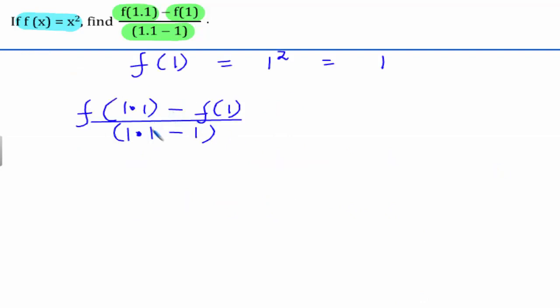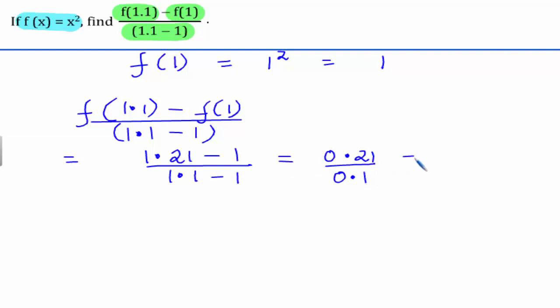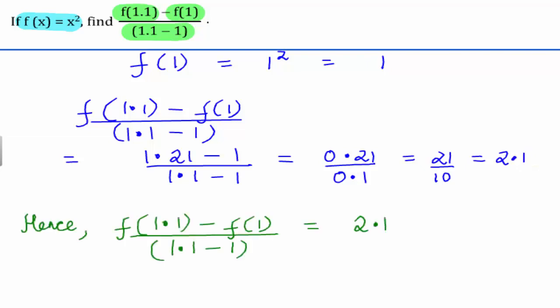So, (f of 1.1 minus f of 1) by (1.1 minus 1) will be equal to (1.21 minus 1) by (1.1 minus 1), that is equal to 0.21 by 0.1, which is equal to 21 by 10, which gives 2.1. Hence, the value of (f of 1.1 minus f of 1) by (1.1 minus 1) is 2.1. So this completes the solution.